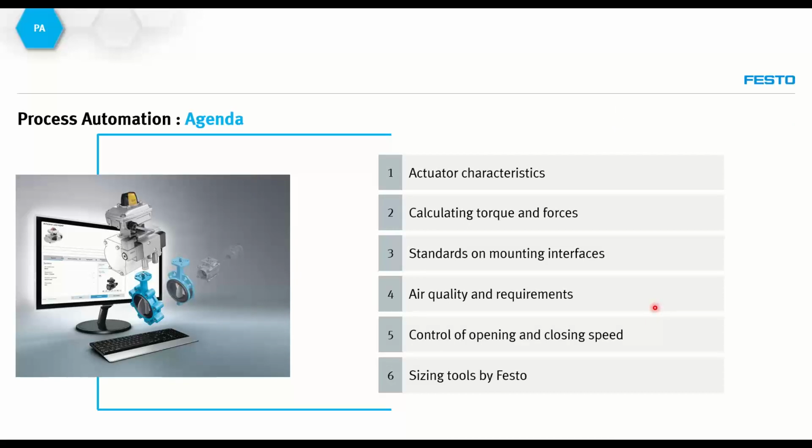In our agenda for today's session, we will be covering the following topics: actuator characteristics, torques and forces calculation for our application, moving on to the ISO standards for the mounting interfaces, and then the air quality requirements to protect our installation, and how to control our actuation speed for opening and closing. Last but not least, what are the tools from Festo which support us in sizing and selecting the right actuator for your process valve.